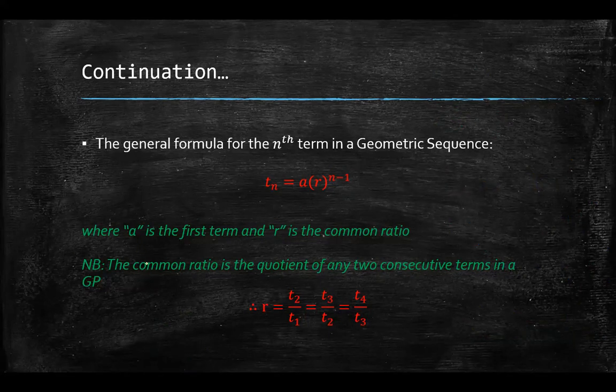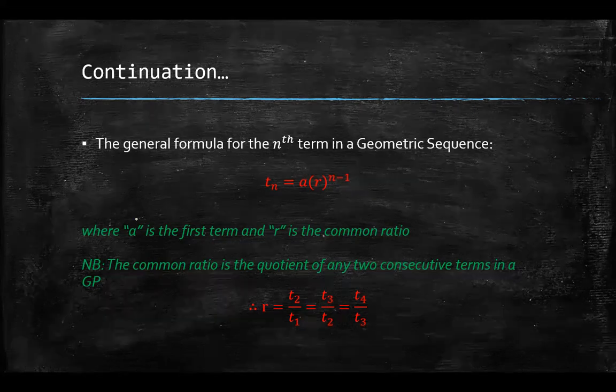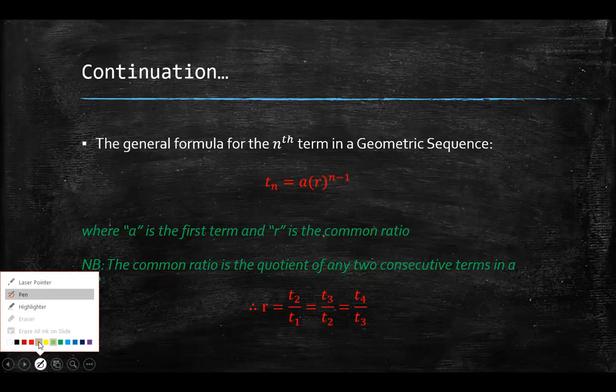And then this note right down here: the common ratio is the quotient of any two consecutive terms in a GP. So just like to find my common difference, I had to say the second term minus the first term is the same as saying the third term minus the second term, and so on. Or you have to divide the terms. So let me just do one example.